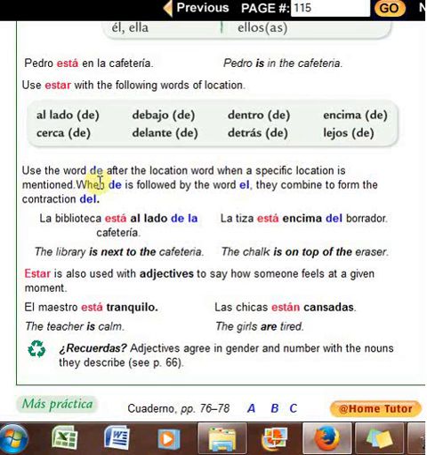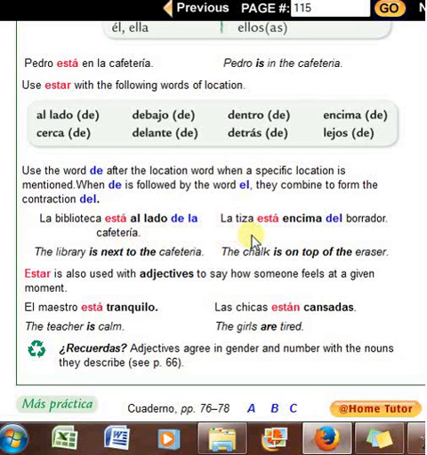Use the word de after the location word when a specific location is mentioned. When de is followed by the word el, we are going to combine the form and use the contraction del. For example, la biblioteca está, because it's location, al lado de la cafetería. In this case, I just use de la because cafetería is feminine.